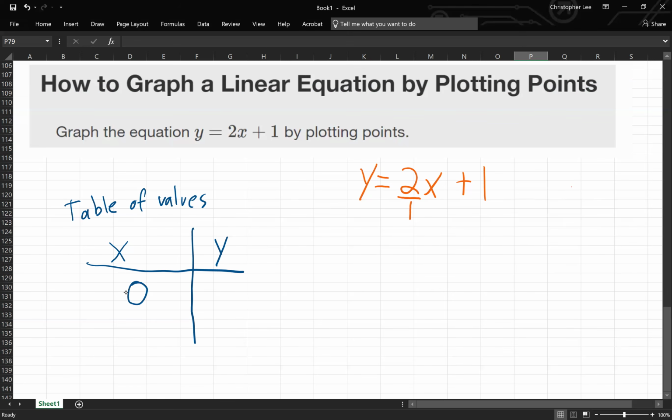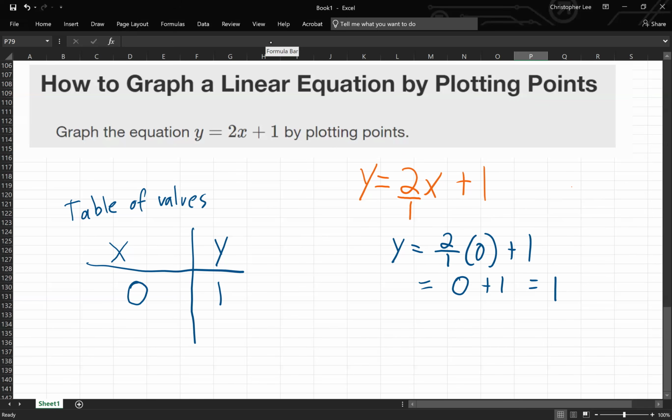I love 0. When x is 0, what's the y value? Essentially what I'm asking is, if I was to plug in 0 right here, it would become 1. So you see why I like 0. It knocks that x right out. I'm just left with the b term. Hallelujah!